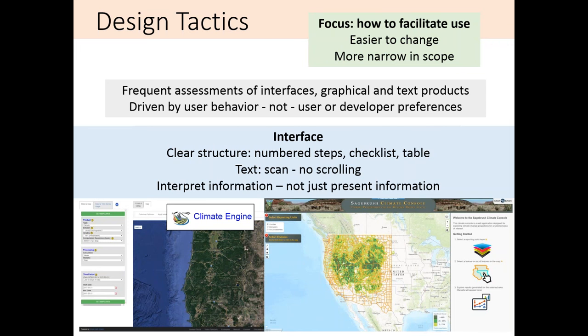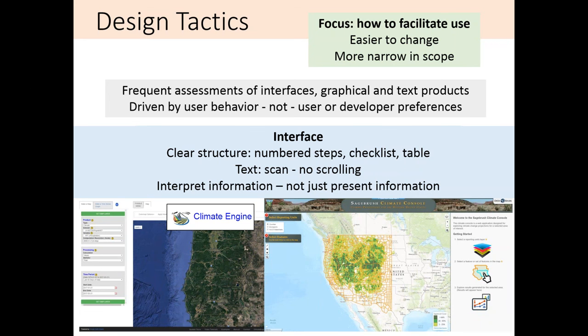Here's some examples on dealing with the interface. There are some guidelines we could put out pretty easily about the interface: it helps to have a clear structure for that interface, the numbered steps or a checklist or a table. It really is helpful. We can see it be helpful across a range of tools.